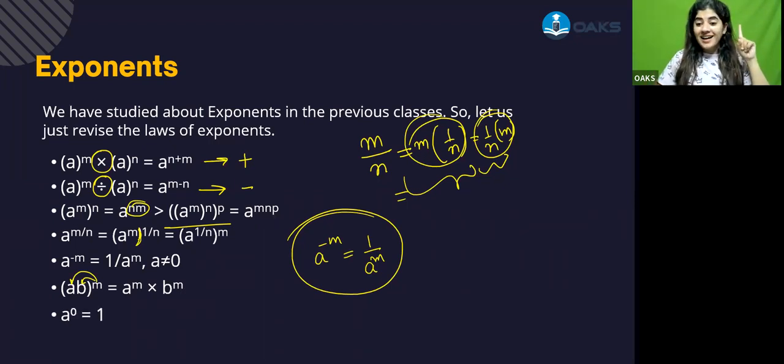Now the last one also. a raised to power 0. Anything raised to the power 0 will be equal to 1. Just remember this. I'll be asking some questions regarding this point also. You have to answer it correctly. You can just note it down fast. These are the 7 laws of exponents that we'll be using in this lecture.